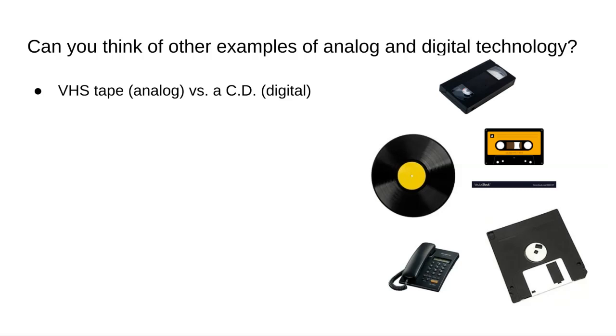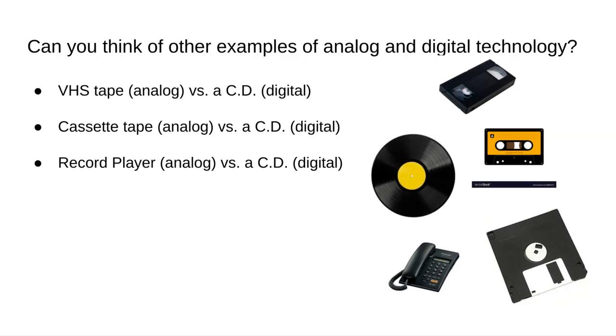I grew up watching VHS tapes. A cassette tape, that is the yellow square tape on the right-hand side, is an example of analog technology versus a CD. So I owned cassette tapes before I bought my first CD in 7th grade. I believe it was TLC. That was my first CD. You can look them up. A record player is an example of analog technology. Your grandparents probably still have old records and a record player sitting around in their house.